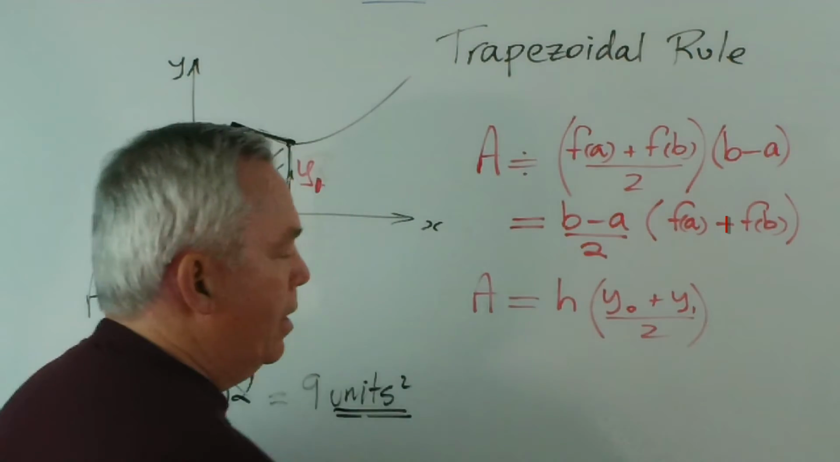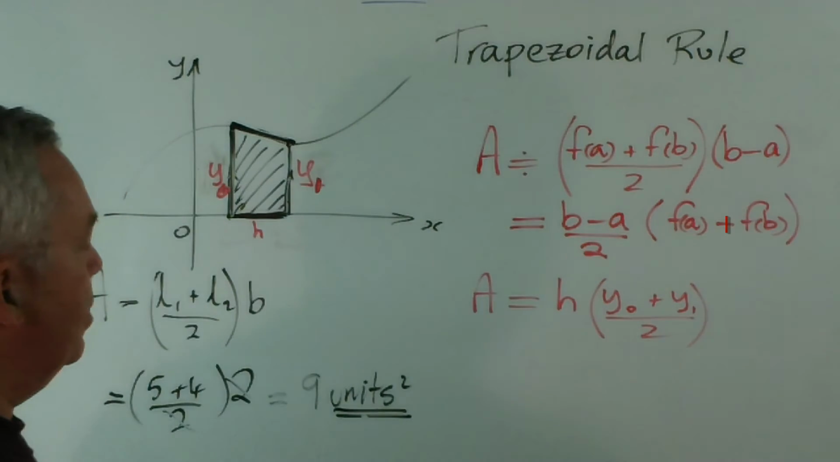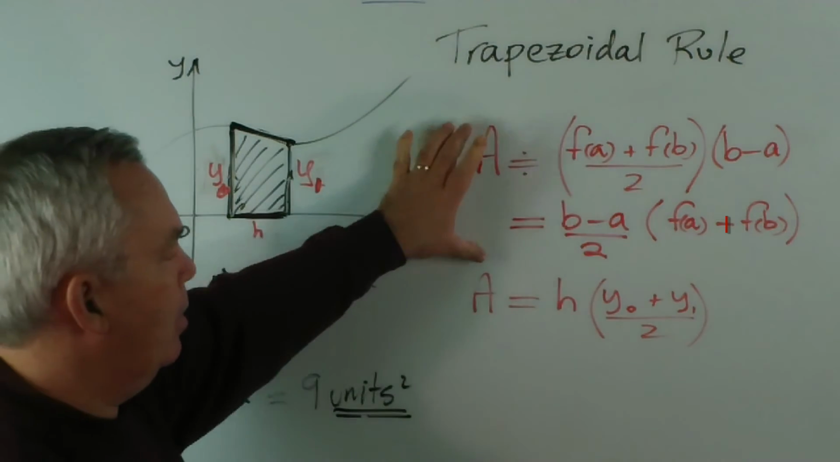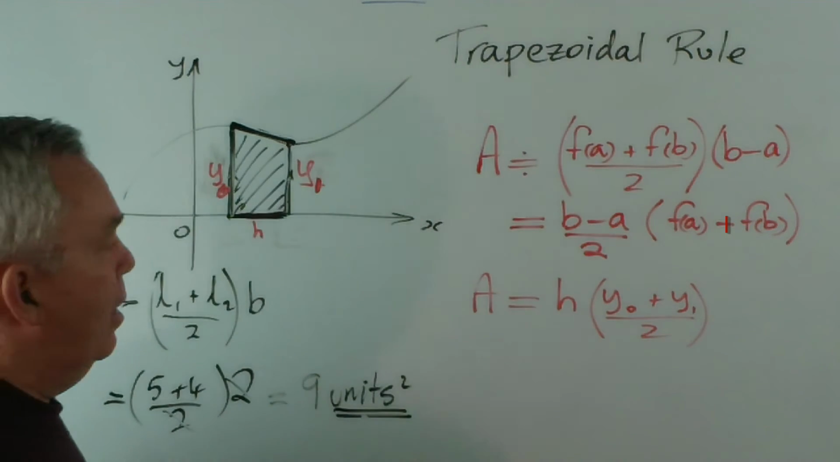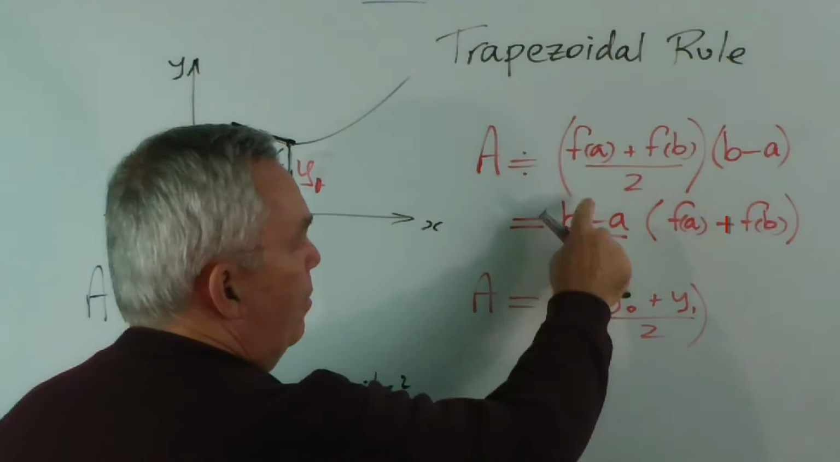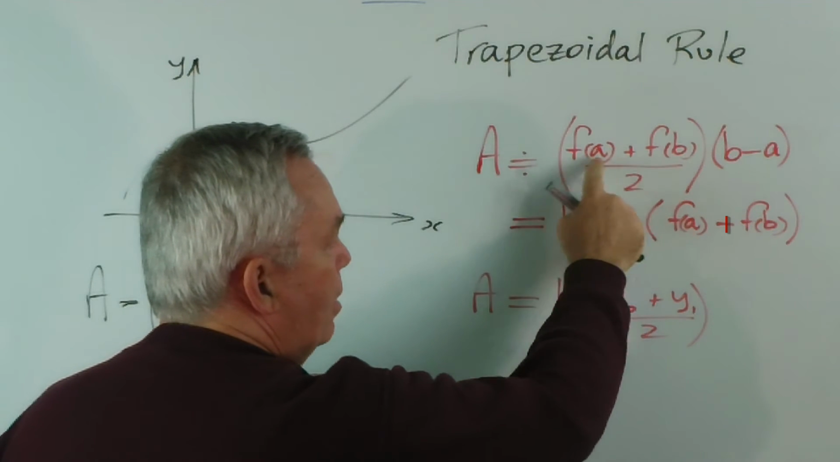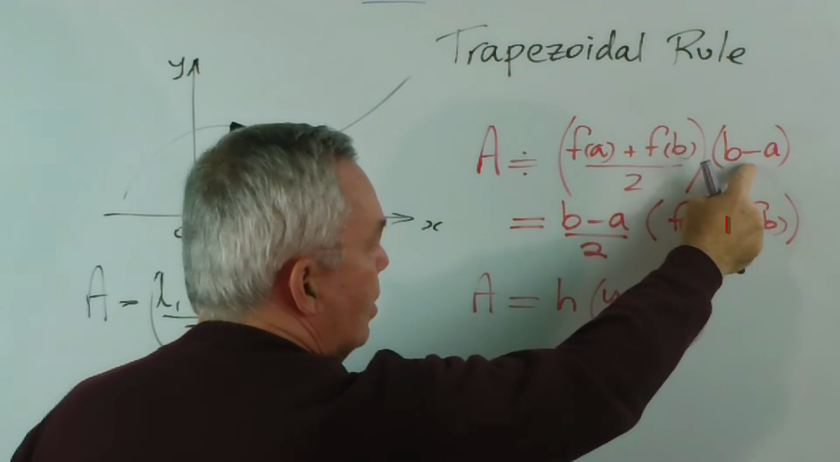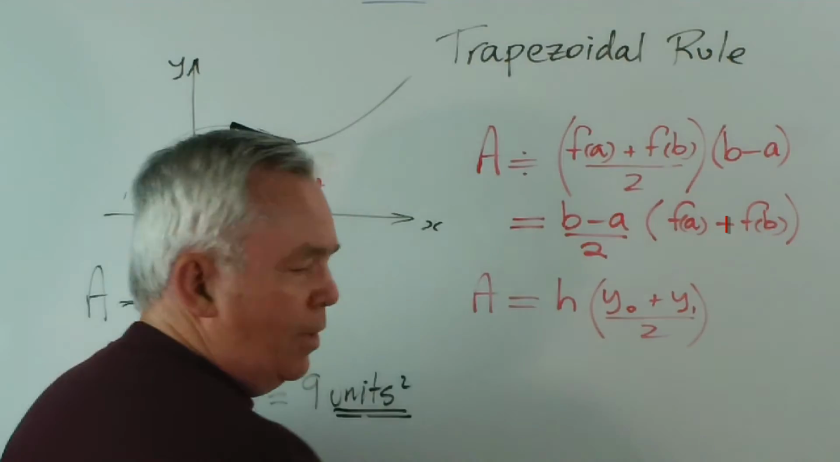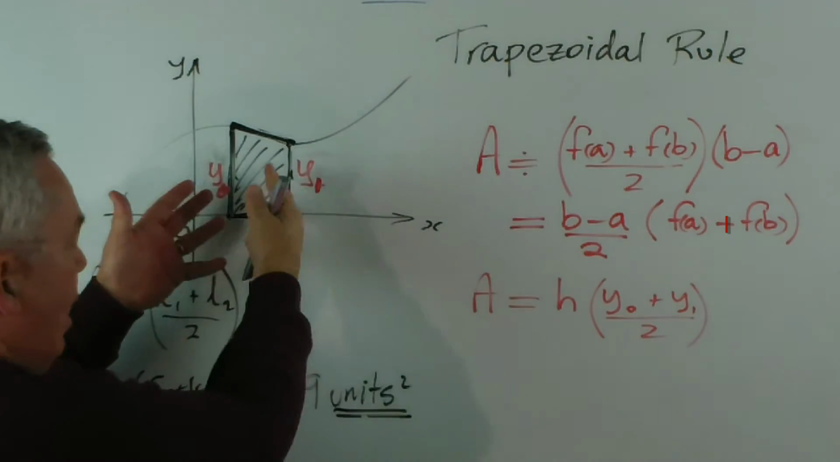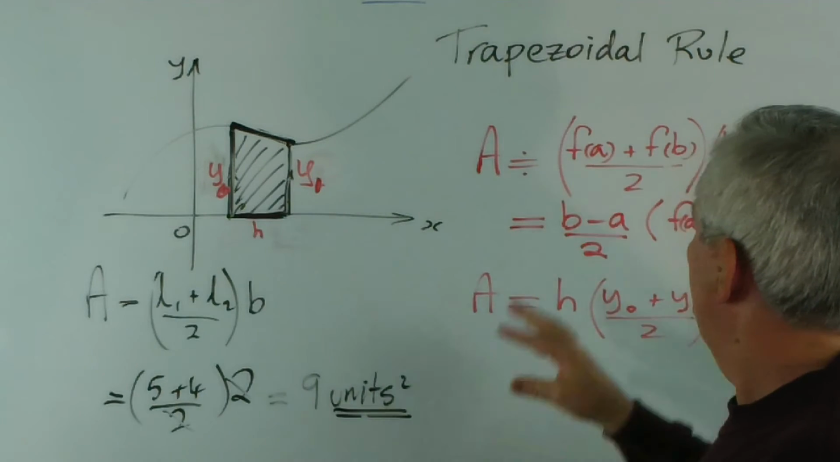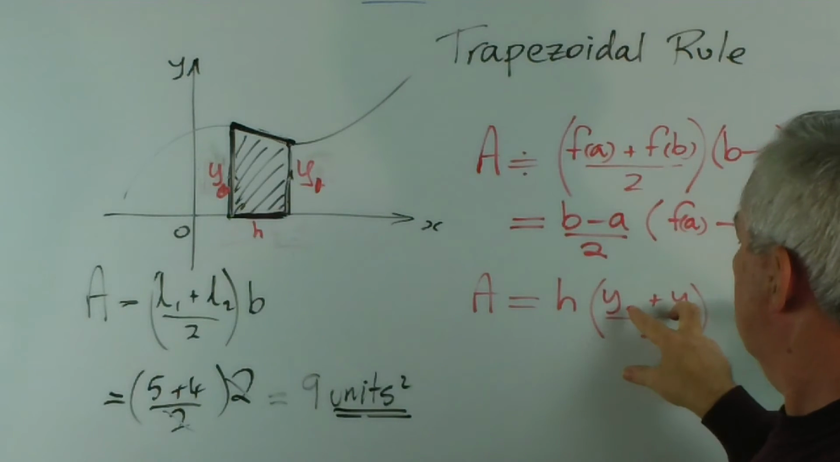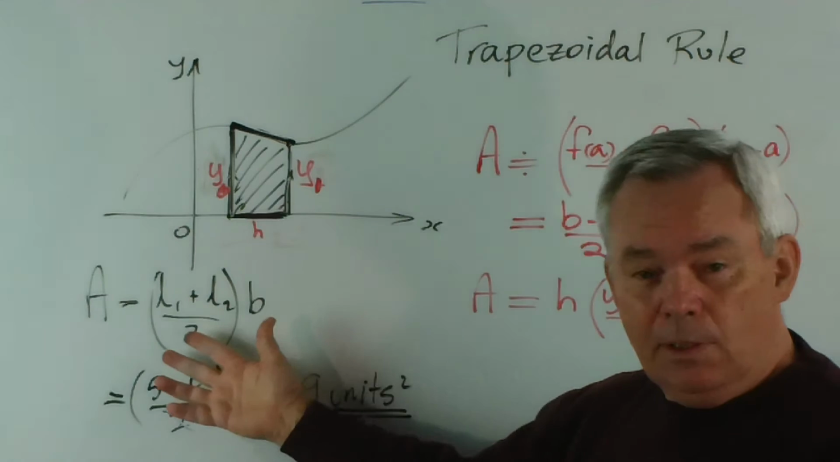Or they might have the height here. Commonly the height is put first. These are 2 very common ways of expressing exactly the same rule. And it's simply the average height, or the average length, times the width. It's however you happen to label the diagram. Function notation is very common, so is the y notation. This isn't.